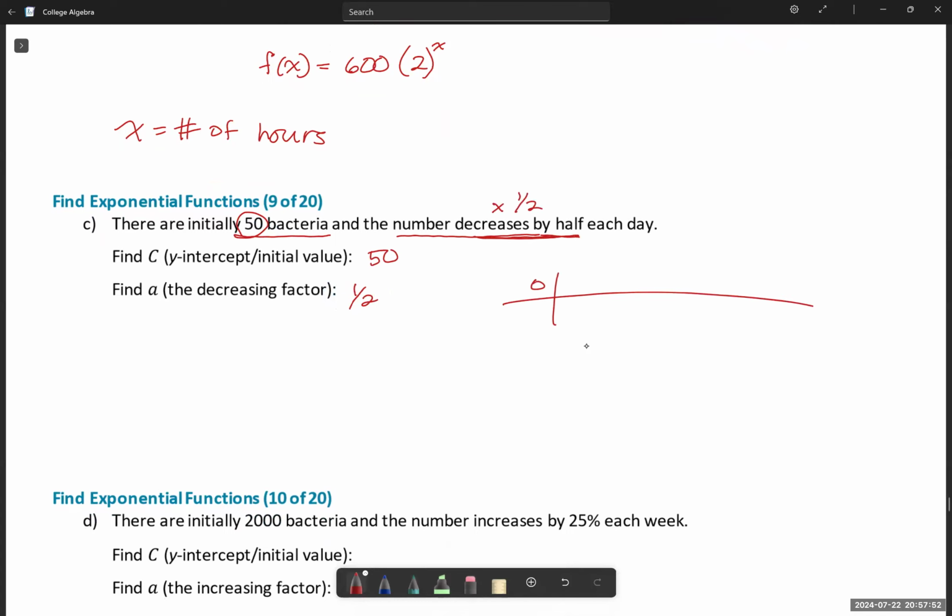So when you're decreasing, you're going to subtract the percentage that you're decreasing by. And if you are increasing, you'll add the percentage. And that's how you'll come up with your rate. All right.